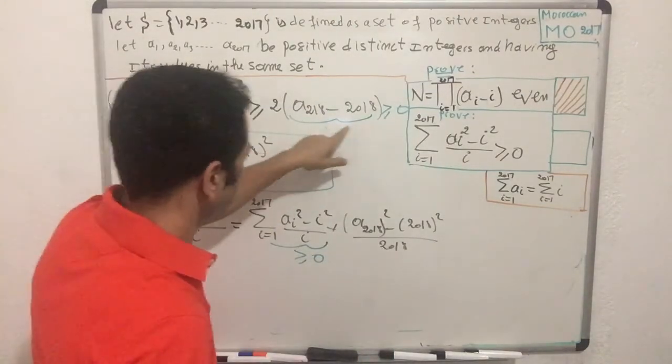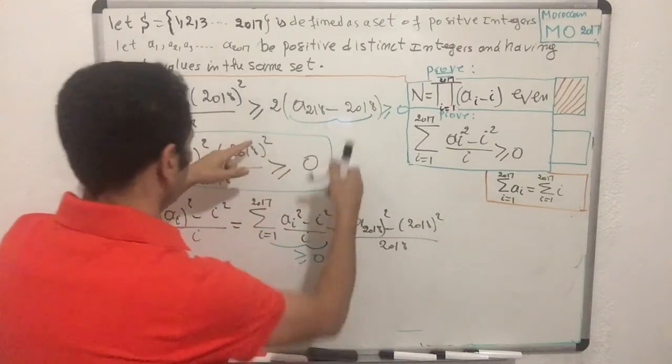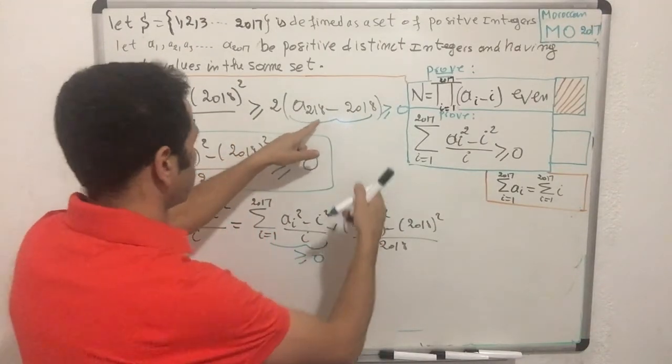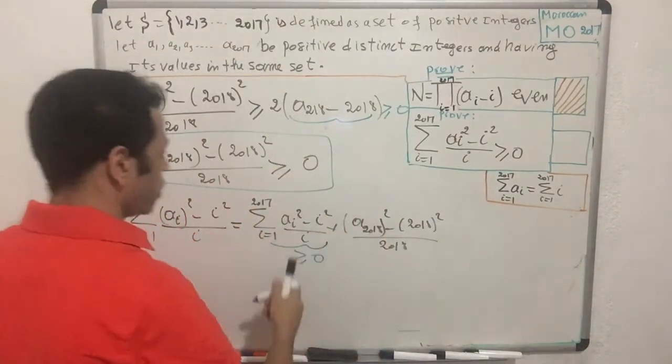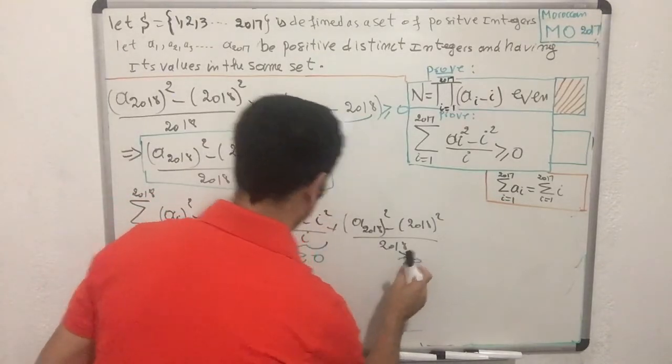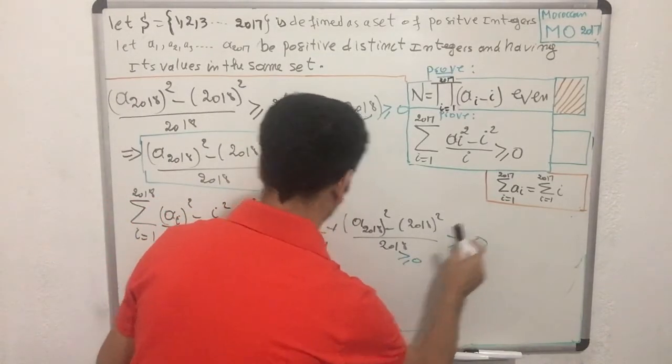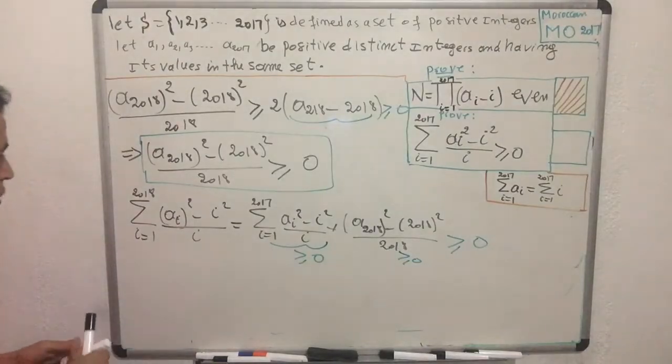Now it was positive because of this one. A sub 2018 is always superior or equal to 2018. Let's assume this is positive. This is the whole thing positive. Now I prove it.